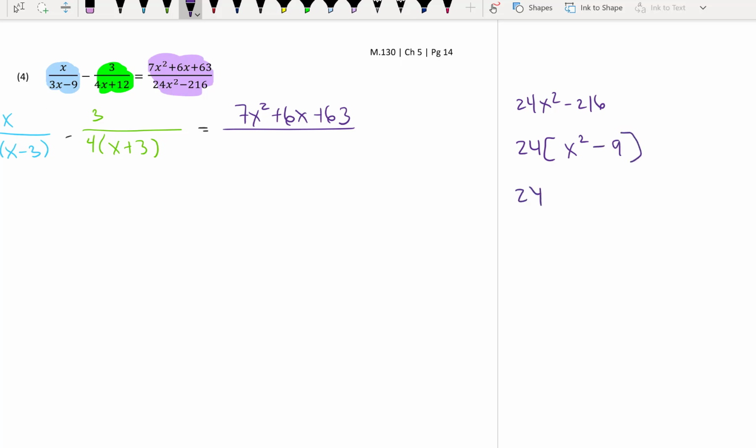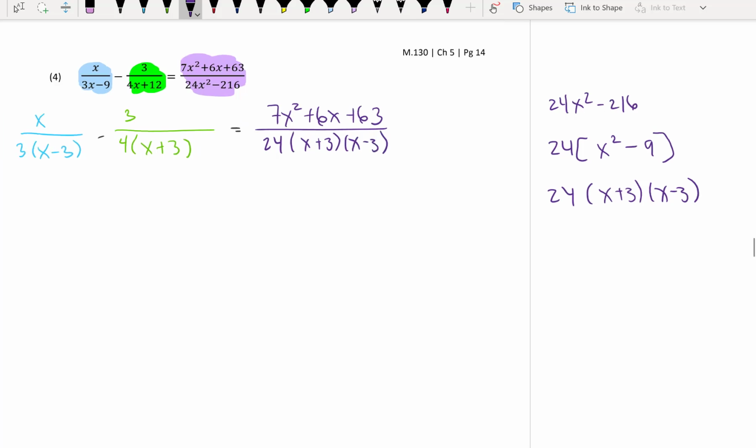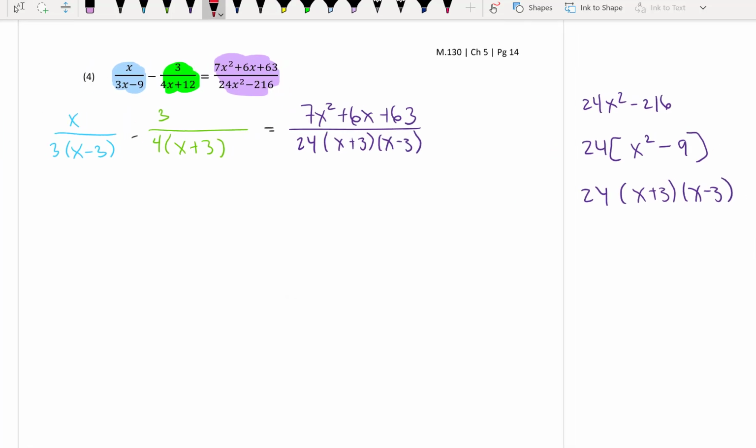But I know that can be written as a difference of squares, so I have an x plus 3 and an x minus 3. So I just factored that purple fraction over to the side, and I have my denominator factored as much as possible as 24 times x plus 3 and x minus 3. So now I can clearly see what my LCD is going to be.